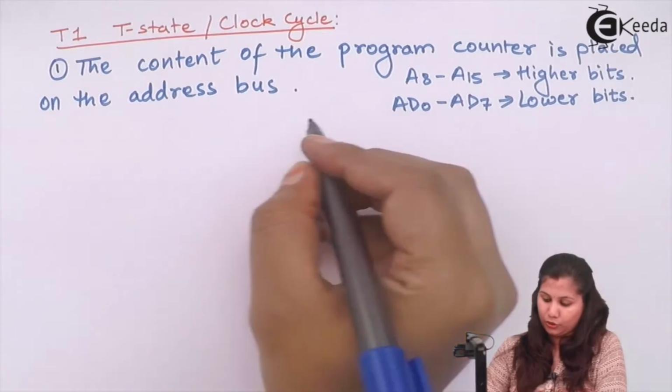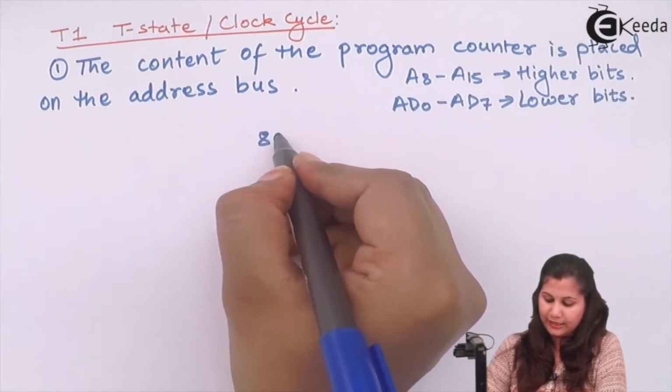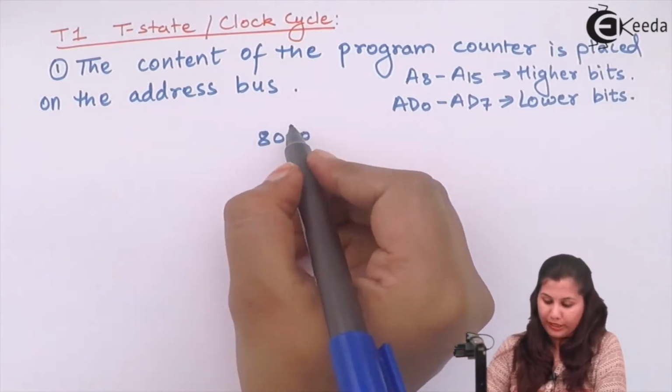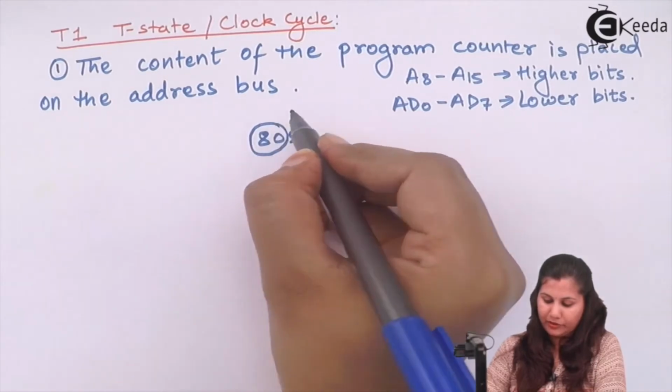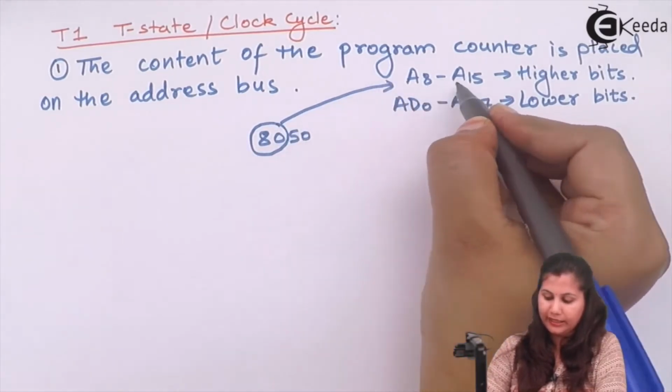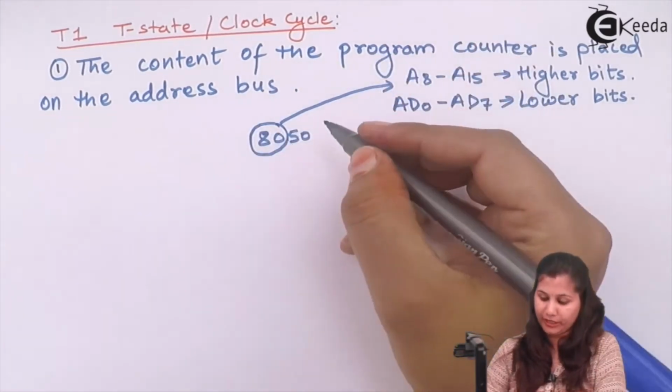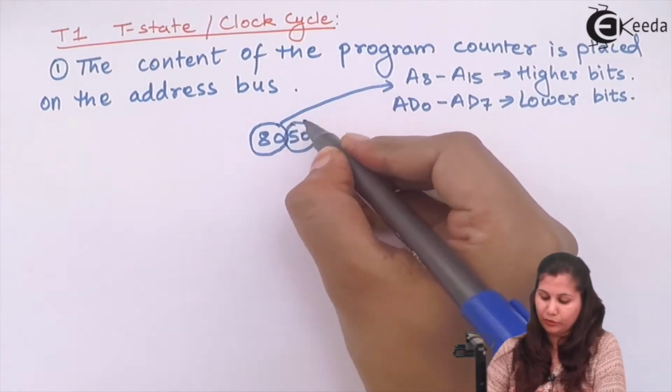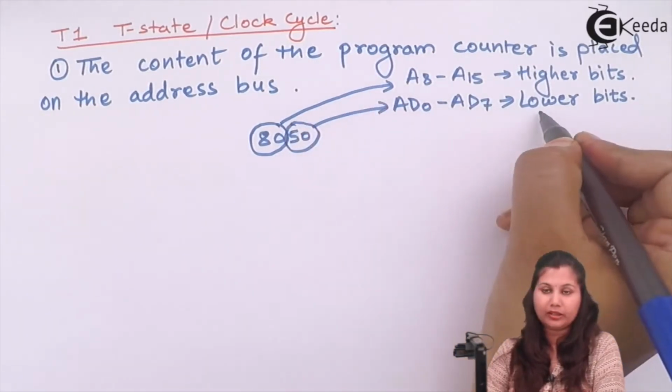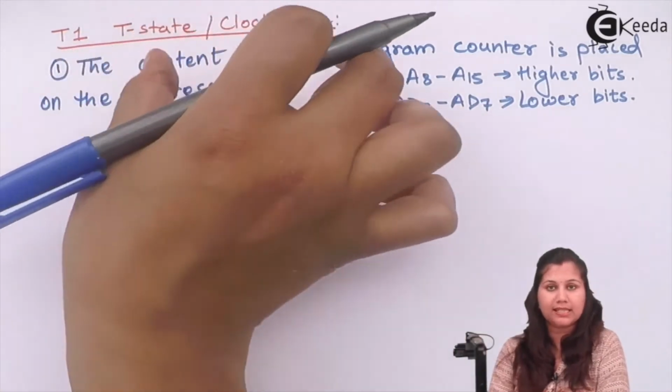So if the address is like 8050, 80 is the higher order memory address. It will be stored at A8 to A15. It will be loaded there, and 50 will be loaded at the lower order address bus during this T state.